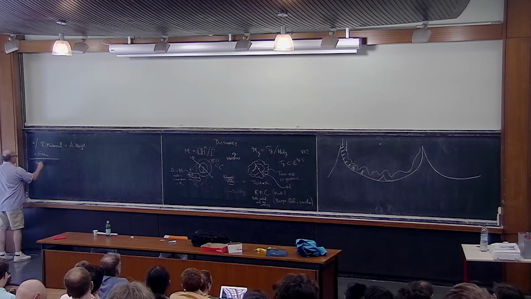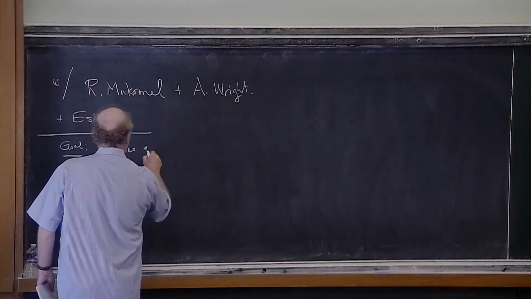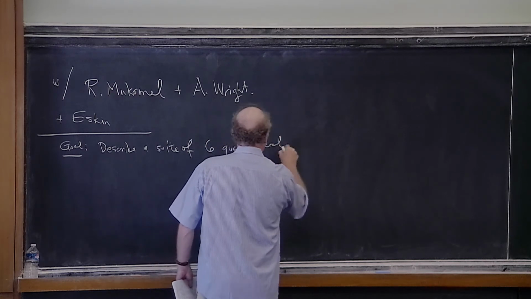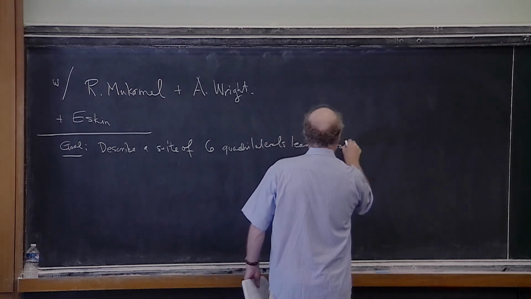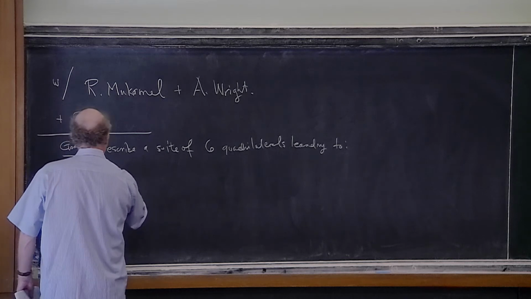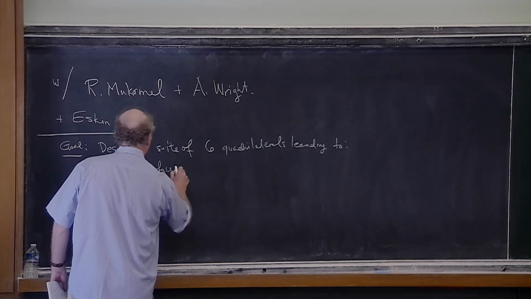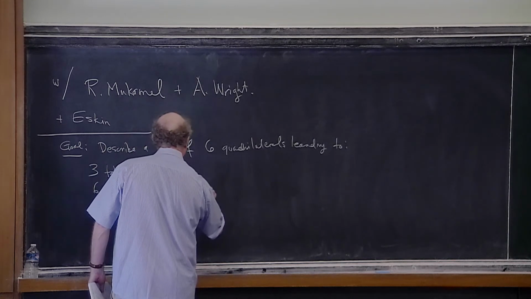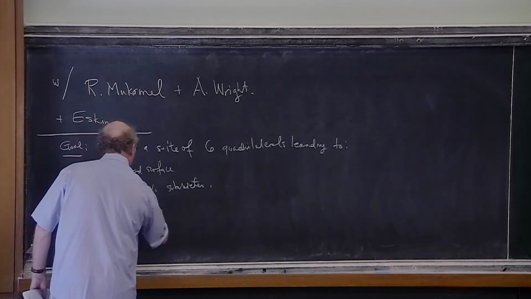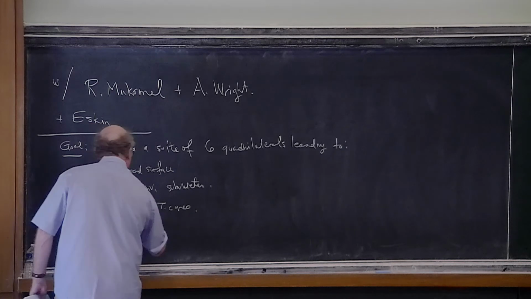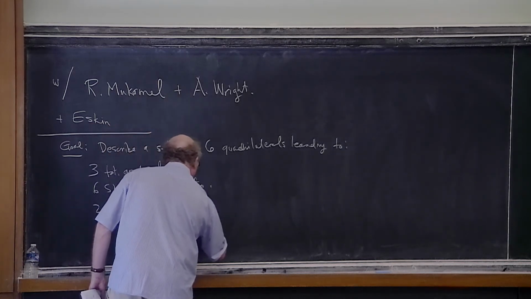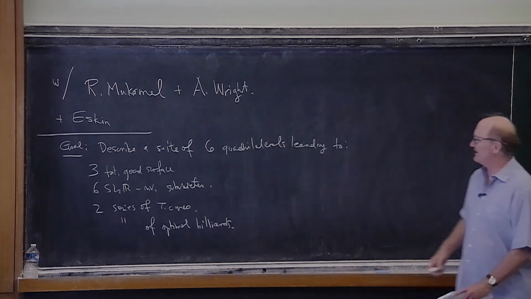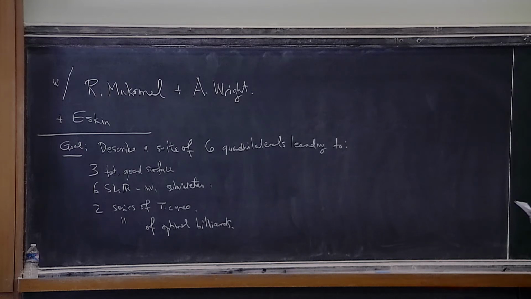My goal is to describe a suite of 6 quadrilaterals leading to 3 totally geodesic surfaces, 6 SL2R invariant subvarieties of the space of 1 forms, 2 series of Teichmuller curves, and 2 new series of optimal billiard tables. And the flex surface, which we previously approached from the point of view of algebraic geometry, will occur as one of these 3 surfaces. OK, so here's the language I'd like to use.